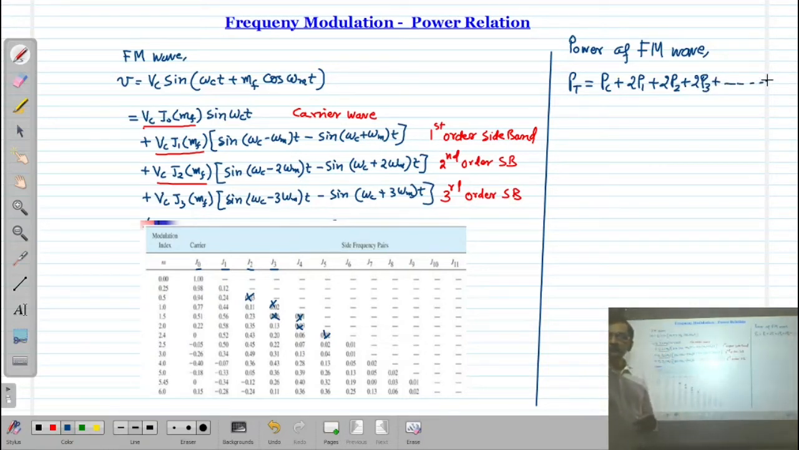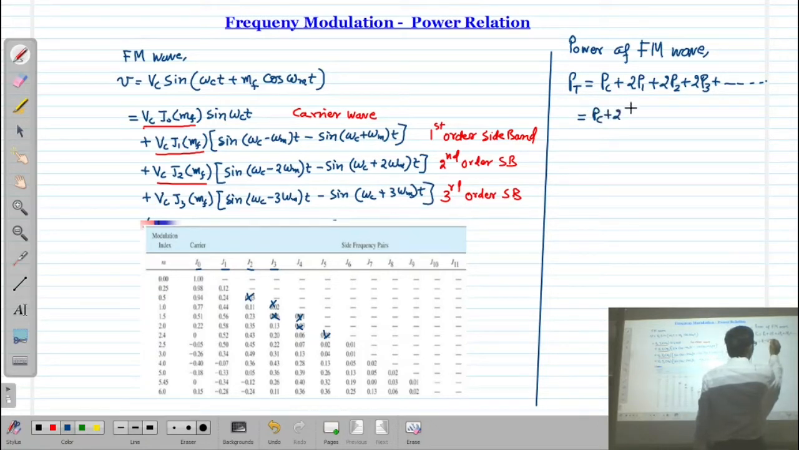So what is P1? P1 is the power of the first order lower and upper sideband, and that's why I have multiplied by 2. In the same way P2 is the power of the lower sideband and upper sideband both, therefore it is of second order, so it is 2P2. In the same way we have 2P3, and this expression I can write as PC plus 2 into P1 plus P2 plus P3 and so on.